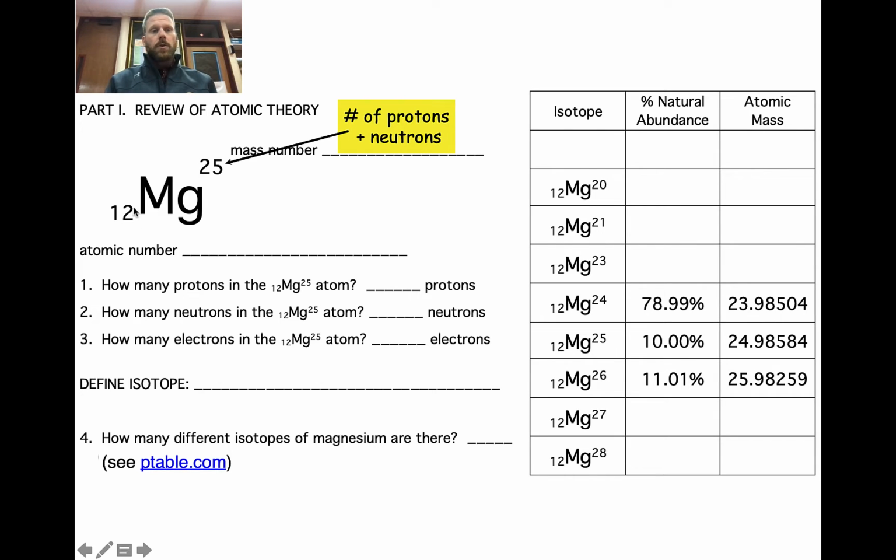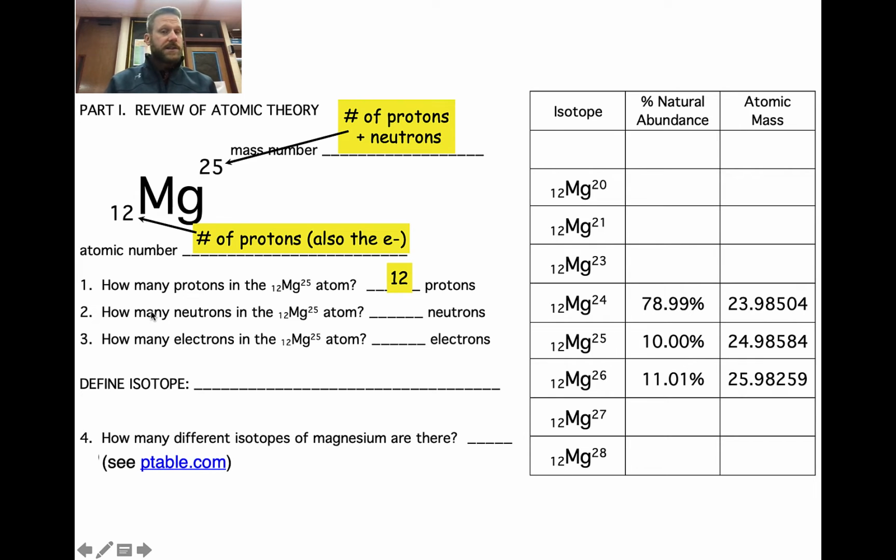The number in the lower left corner of this notation is the atomic number. Remember that the atomic number is the number of protons by definition. However, in a neutral atom, the atomic number also represents the number of electrons in that atom. So how many protons does this atom of magnesium have? Well, it has 12 protons.